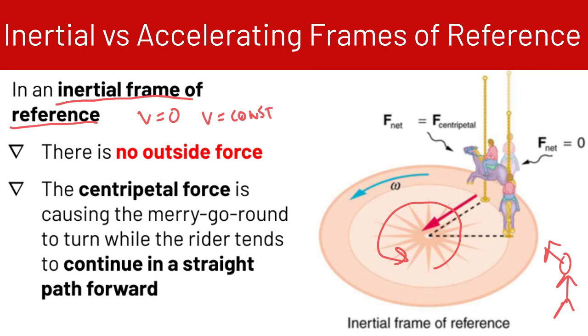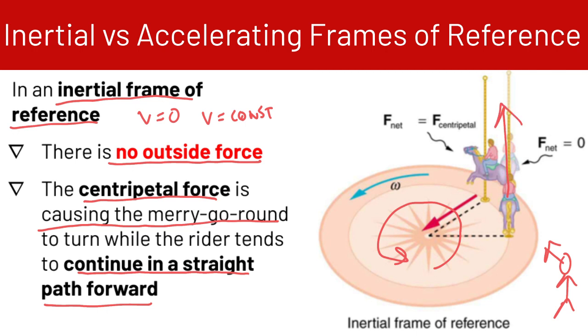So there's no acceleration. To somebody in an inertial frame of reference, there is no outside force. There's no outside force needed. What you see is the centripetal force causing the merry-go-round to turn, while the rider tends to continue in a straight path forward. The rider wants to go off in a tangential direction, but the horse on the merry-go-round is causing this centripetal force to go around and around in a circle.